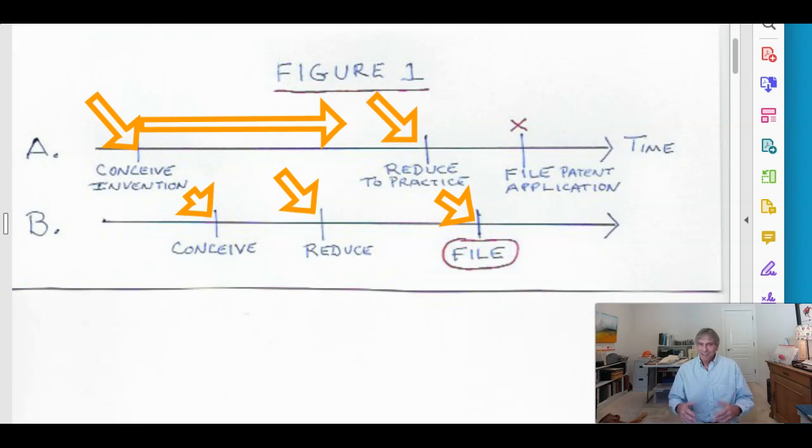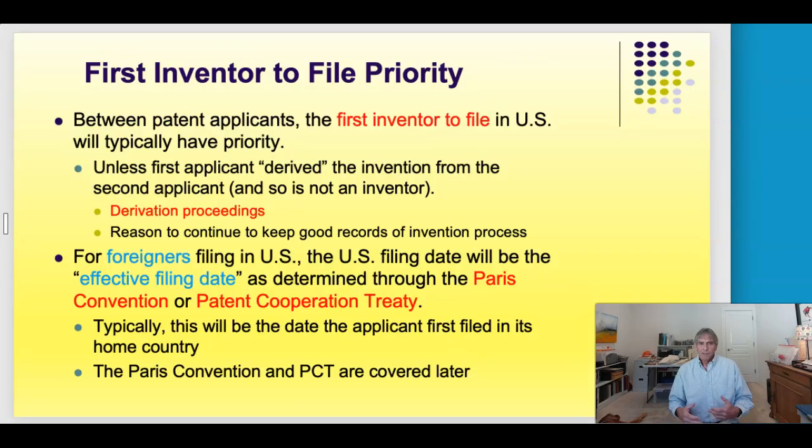Under the new law, a lot of this complexity is eliminated, because much of it is just no longer relevant. The general rule is that the first inventor to file the application is entitled to the patent. And so assuming that B is actually an inventor, he wins. End of story. So you can see the appeal of the first-to-file priority system.